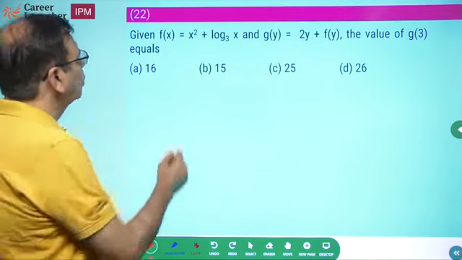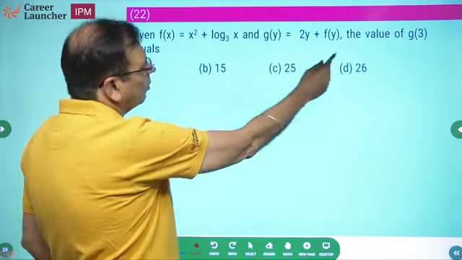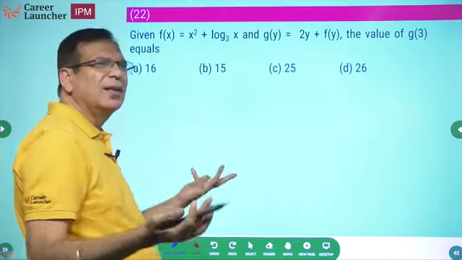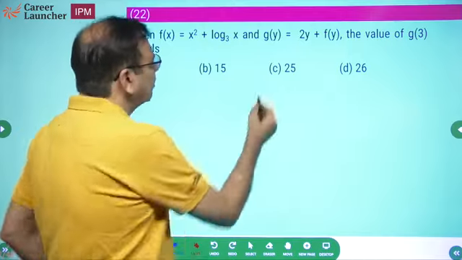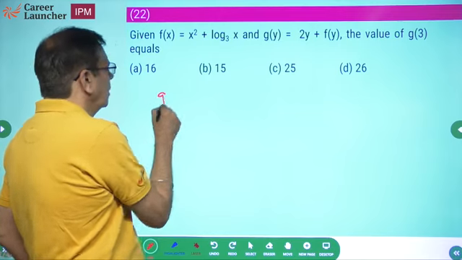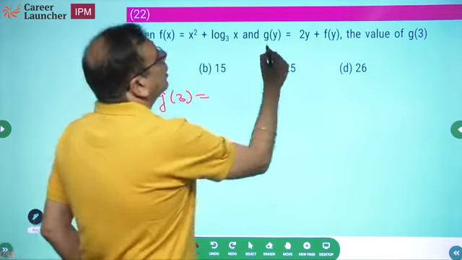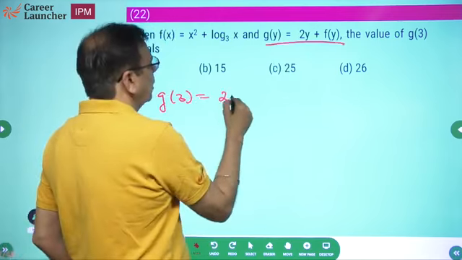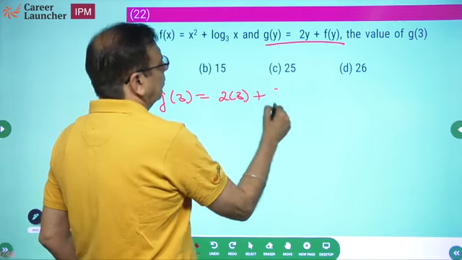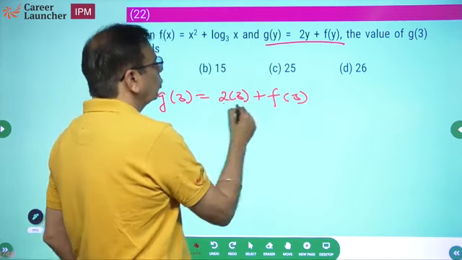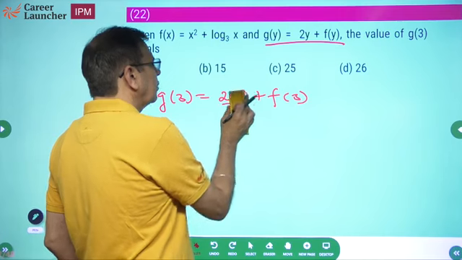Given that f(x) is equal to x square plus log 3x and g(y) is equal to this, find the value of g(3). This will be done, right? We just have to substitute. This is a question which we should definitely do. So what is g(3)? It is 2 into 3 plus f(3). And what is 2 into 3? This is 6. So it is nothing but 6 plus f(3).